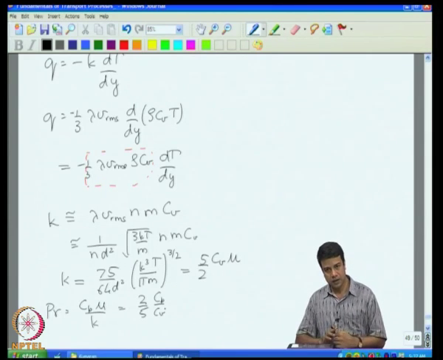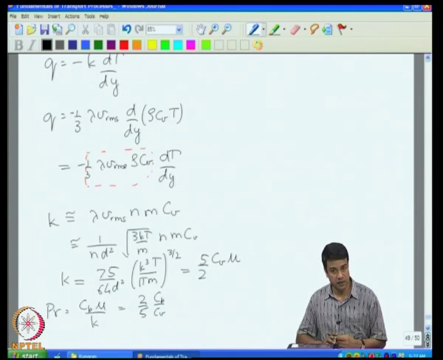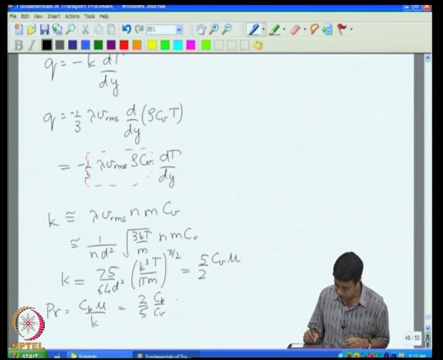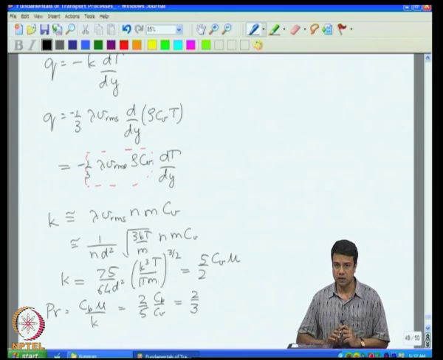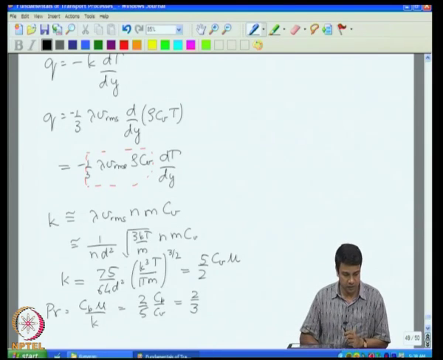And Cp by Cv for a monatomic gas, 3 degrees of freedom, Cv is 3 by 2 K, Cp is 5 by 2 K. The ratio gamma, ratio of specific heats, is 5 by 3. So, this Prandtl number turns out to be 2 by 3 for a gas of monatomic molecules. Order 1, it is approximately equal to 1. The ratio of the momentum and thermal diffusivities are both approximately of order 1.